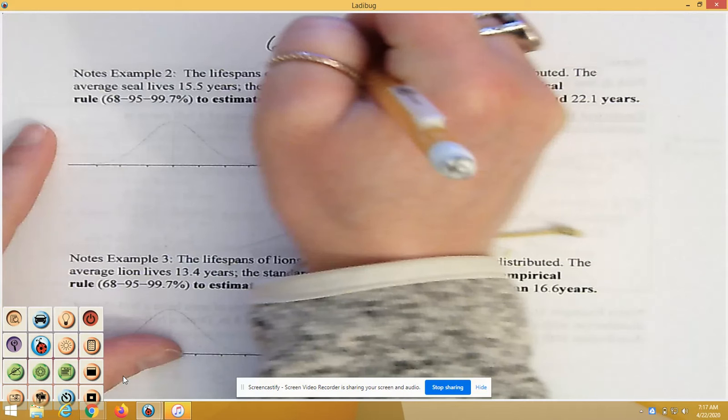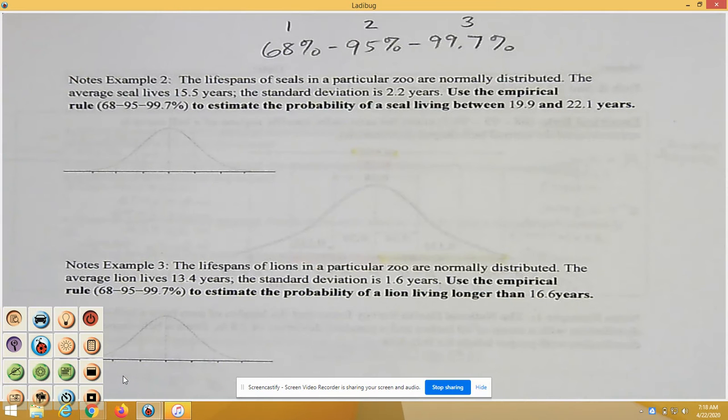For example 2, the lifespans of seals in a particular zoo are normally distributed. The average seal lives 15.5 years. The standard deviation is 2.2. Use the empirical rule to estimate the probability of a seal living between 19.9 and 22.1 years. If you feel comfortable labeling your mound, by all means, go right ahead and do that. Your mean is going to be 15.5.